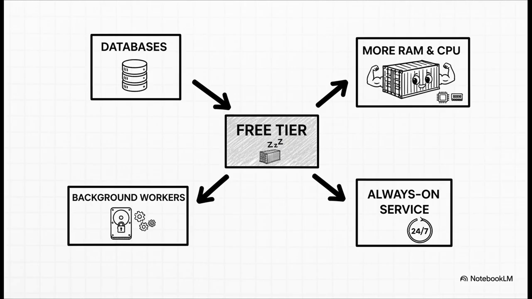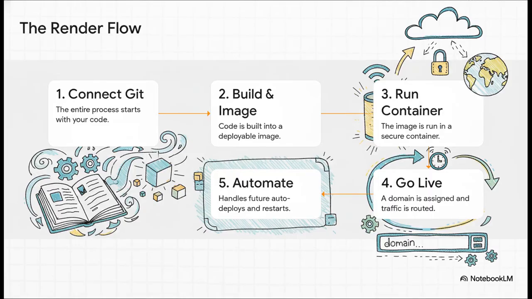It's that simple. And that brings us to the full blueprint, all in one place. It's this simple, really powerful flow. You connect Git. Your code gets built into a deployable image. That image is run in a secure container. A domain goes live and traffic gets routed to it. And from that point on, the entire process, deploying, restarting, everything is automated.